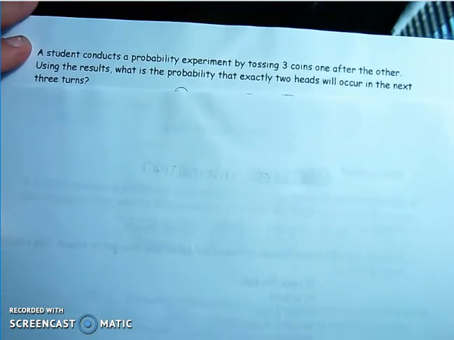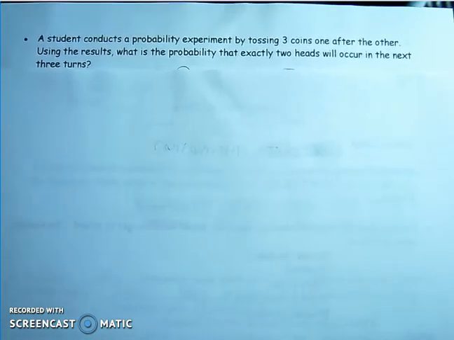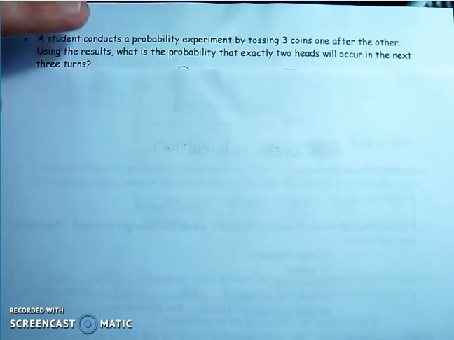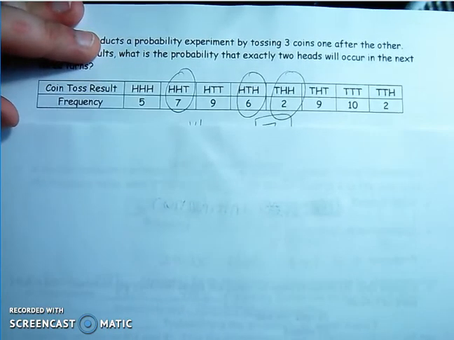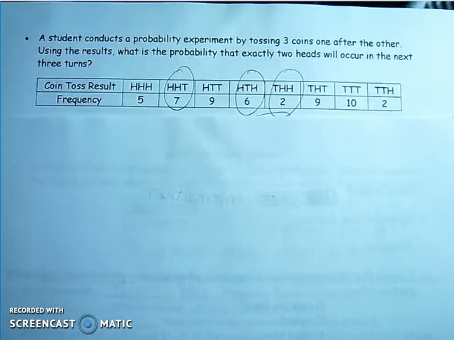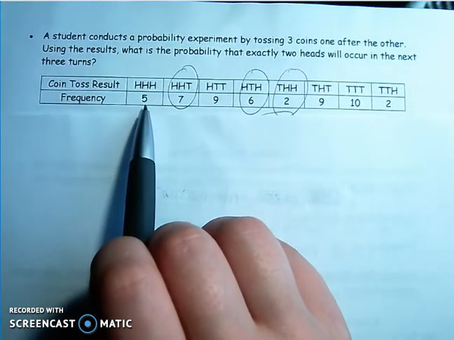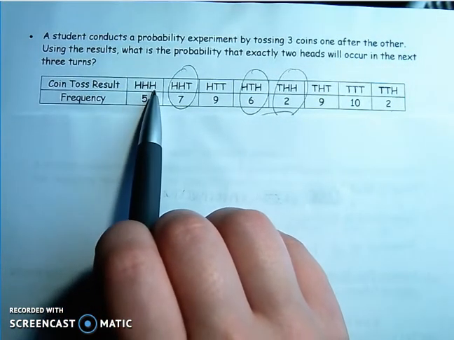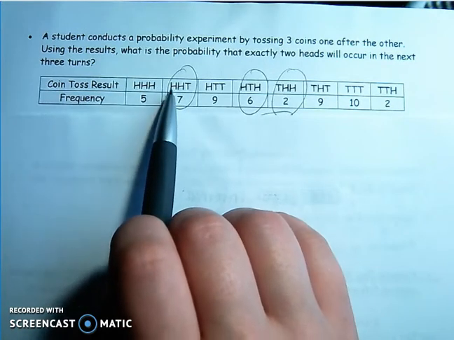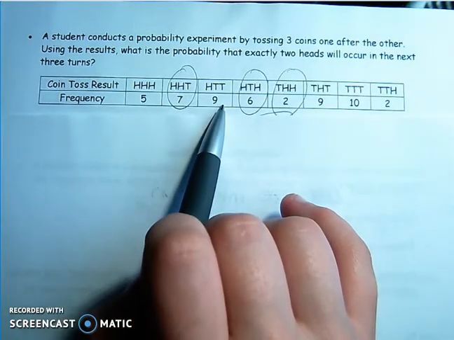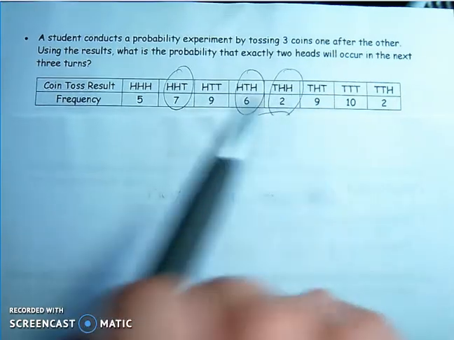Next, let's talk about flipping a coin. A student conducts an experiment by tossing 3 coins one after each other. Using the results, what is the probability that exactly 2 heads will occur on the next 3 turns? If you notice, you have a table there with how many flips each combination was. So here is our coin toss and the frequency. This table means 5 times 3 heads appeared, 7 times it was heads, heads, tails, 9 times it was heads, tails, tails, and so on.